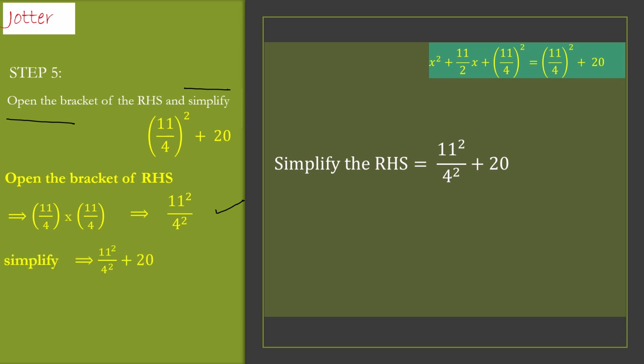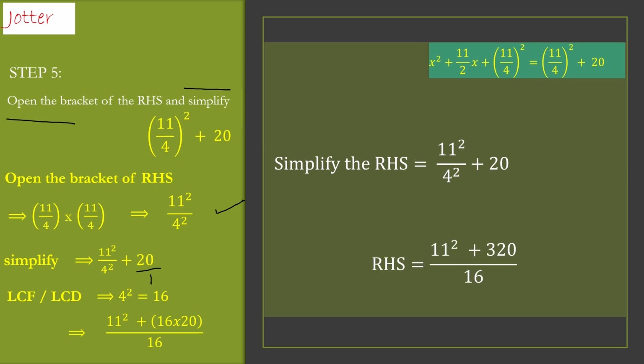What is the LCM for these two? We have 4 squared to give us 16, so we take the LCM of this to be 16. 16 in 16 gives us 1. 1 times 11 squared will give us 11 squared. And then 16 in 16 will be 1, and 1 times 16 times 20 will give us that. So we now have our right hand side to give us 11 squared plus 16 times 20, which is 320, over 16.